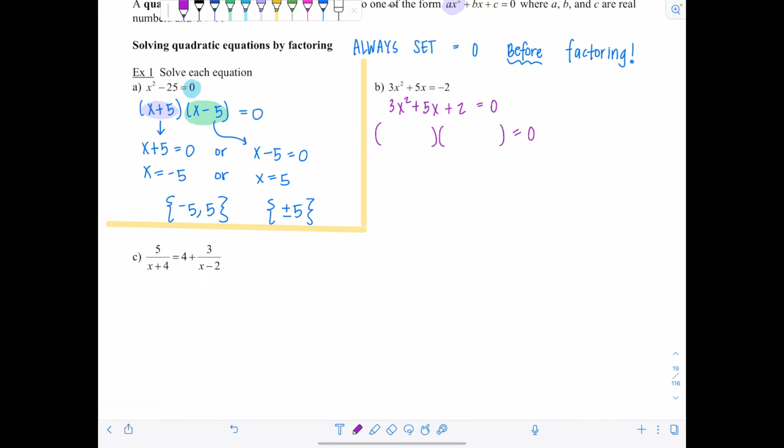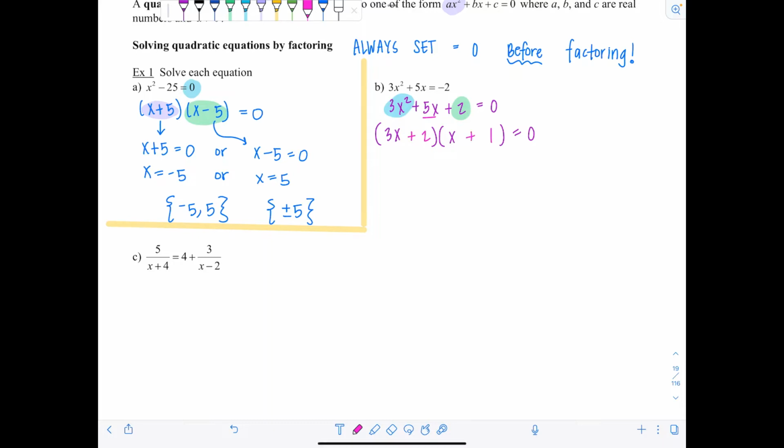So I set it up. I think to myself, all right, 3x squared. The only way to get 3x squared is with 3x and x. For 2, the only way to get a 2 is 2 times 1. So we just have to figure out whether the 2 goes here and the 1 goes here, or the other way around. You check in your head what works. Since I want 5x in the middle, I'm going to want 3x times 1 and 2x right there. That'll give me my 5x. Everything's positive, plus, plus.